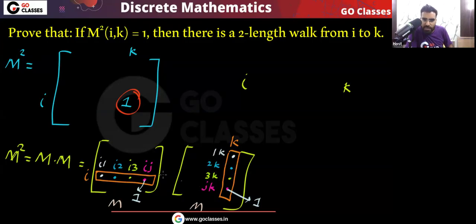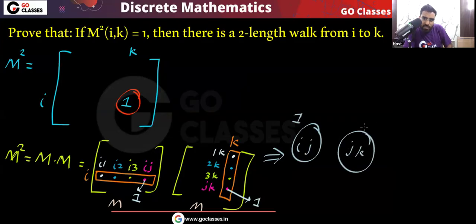One of these elements is 1 and that is multiplying with 1. But remember, ij will multiply with jk. I3 will multiply with 3k, I2 with 2k, I1 with 1k. Somewhere 1 is multiplying with 1. It means we are getting this type of situation: ij is 1 and jk is 1. Remember, this j can be anything from 1 to n.